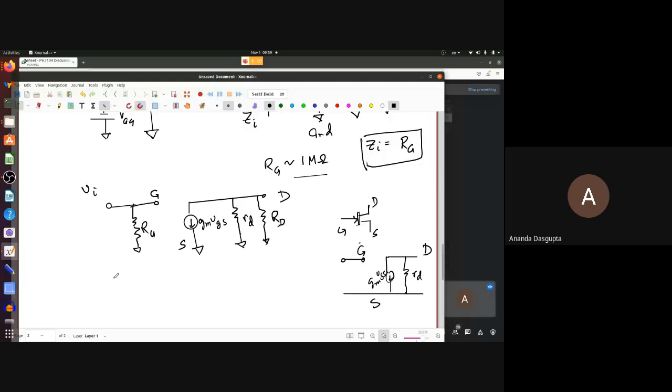So now we want to calculate the output voltage. And by the way, there are three major things to calculate here: Zi, Zo, and AV. Zi we have already seen. In fact, Zi is also obvious from this circuit.